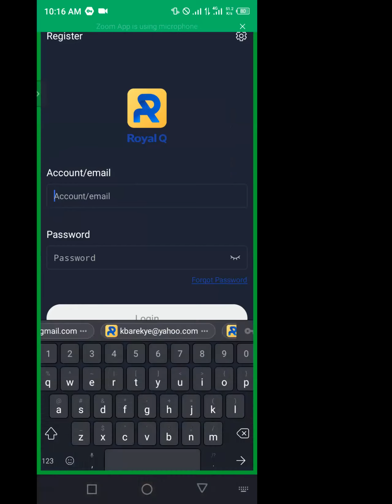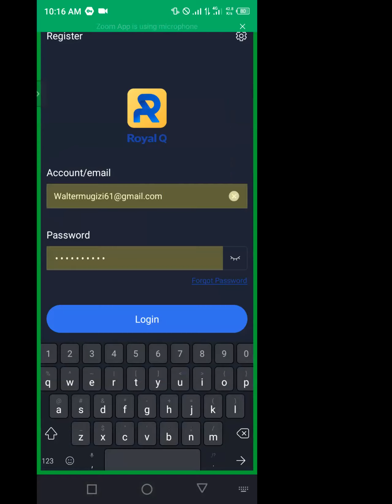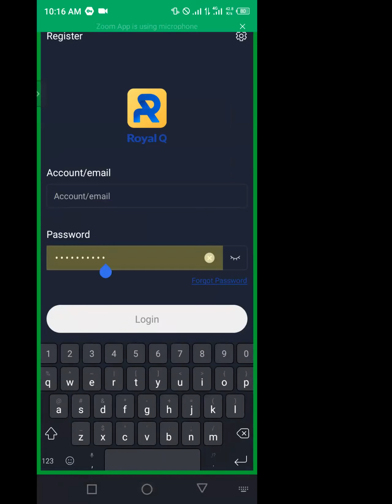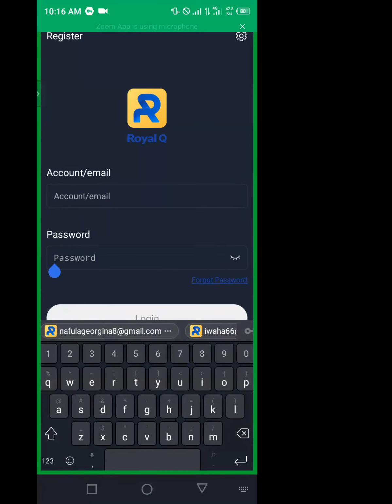Why is it refusing? No, not this one. I don't want this one. There is an account that I want to use, an account which has a trade and it has margin calls. There are things that I want to show you.